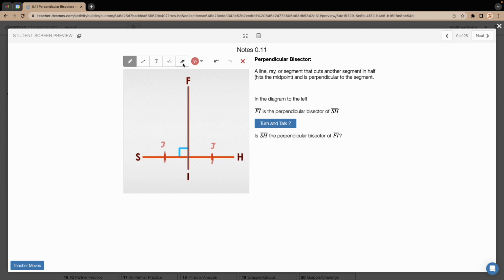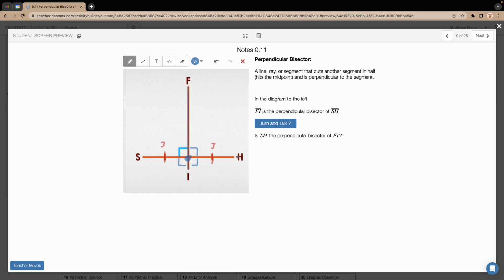And they are perpendicular, which means they cross at 90-degree angles here. All four of these angles are 90 degrees because those are perpendicular lines. So a perpendicular bisector is a bisector, which means it goes through the middle and cuts that line in half, and it's perpendicular. So quick question would be, is SH the perpendicular bisector of FI?